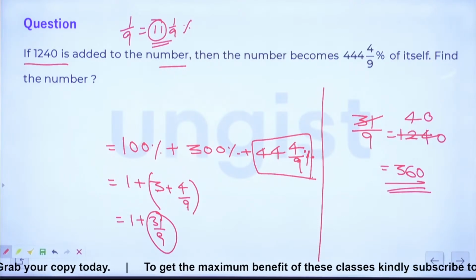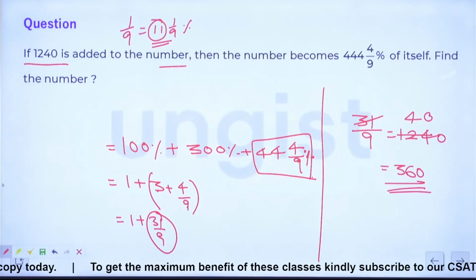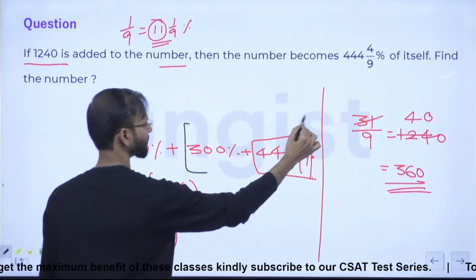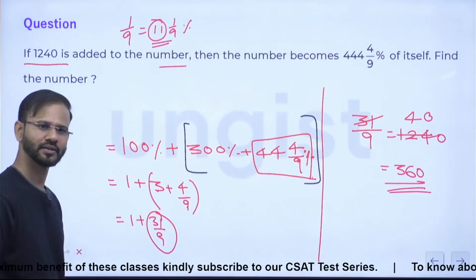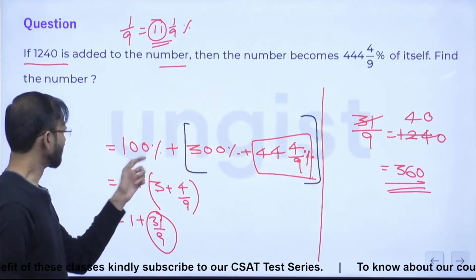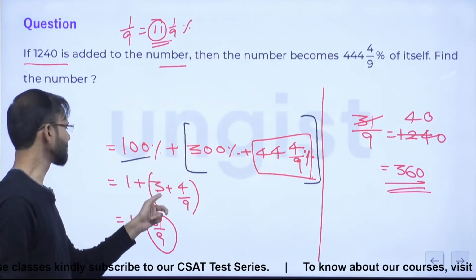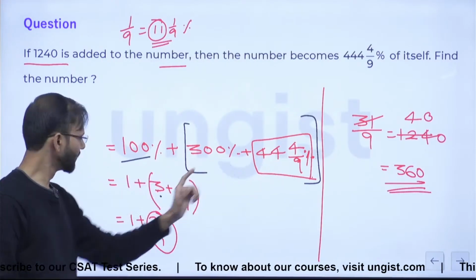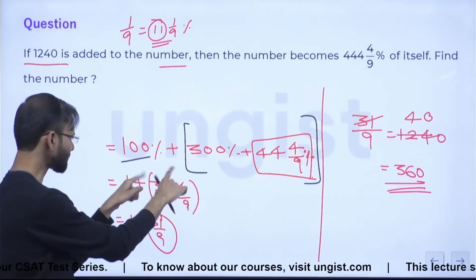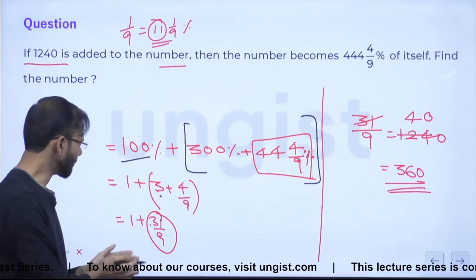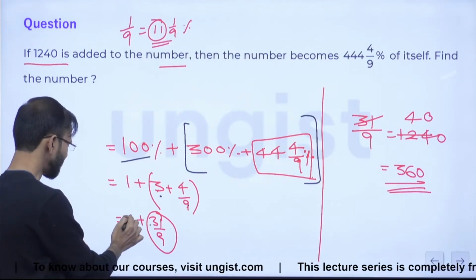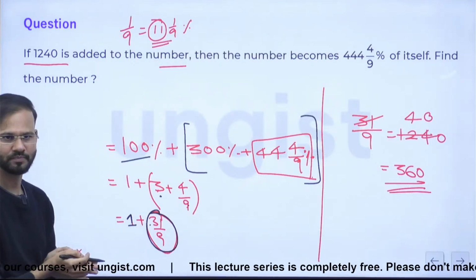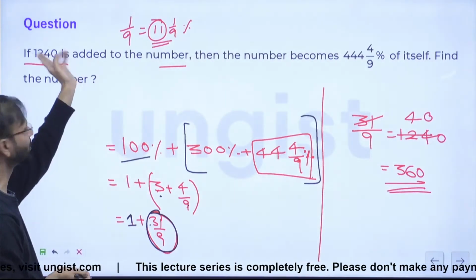कोई बात नहीं, बताइए. मुझे ये बताइए कि नंबर में क्या जोड़ा गया. नंबर में what they have added this much to the number, right? Now 100% is 1, 300% is 3, and this is 4 by 9. You have told me, right? So 3 plus 4 by 9. 3 plus 4 by 9 is what? 31 by 9. So what is being added to the number? 31 by 9 of itself is being added to the number, and which is given as 1240 in the question.